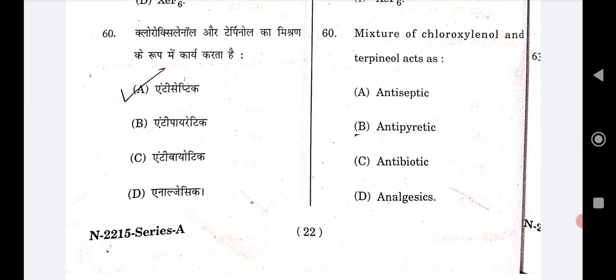Mixture of chloroxylenol and terpenol acts as, correct option is antiseptic. A is the correct one here. So here our chemistry portion is over. Now I'll be discussing the botany and the zoology section.